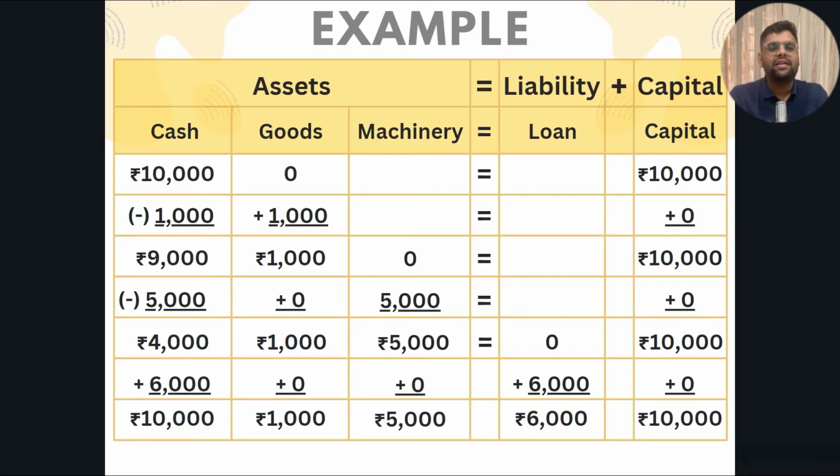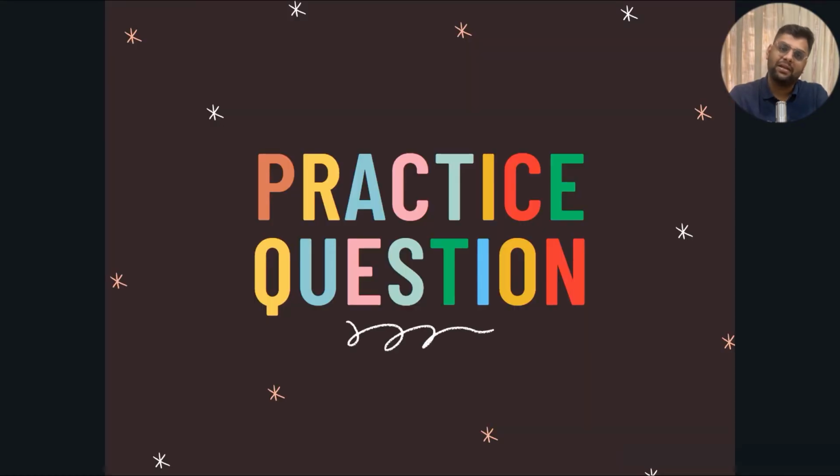Therefore, the final accounting equation looks like this. Cash rupees 10,000 plus goods rupees 1,000 plus machinery rupees 5,000 is equal to loan rupees 6,000 plus capital rupees 10,000, which is equal to 16,000. So, this is how the accounting equation changes one transaction after the other. So, let's learn that better with the help of a practice question.